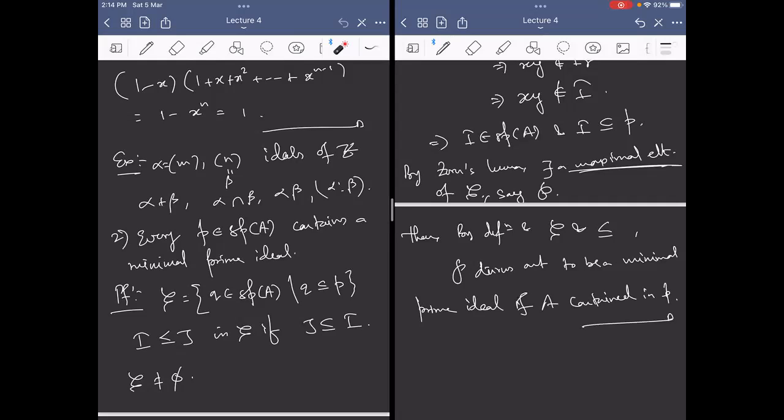So these are typical Zorn's lemma kind of arguments. So maybe sometimes I will say that by Zorn's lemma this happens, and then all these kinds of arguments are embedded inside that. Okay.